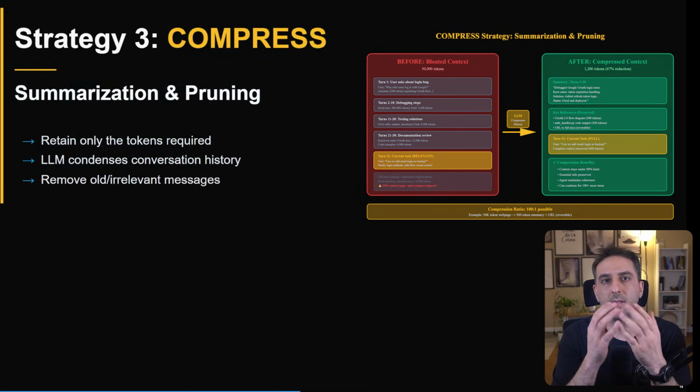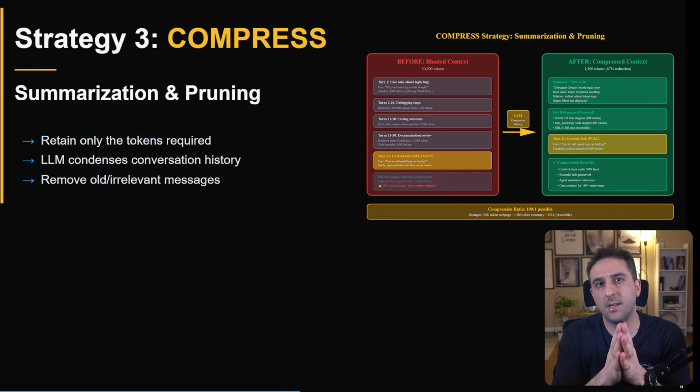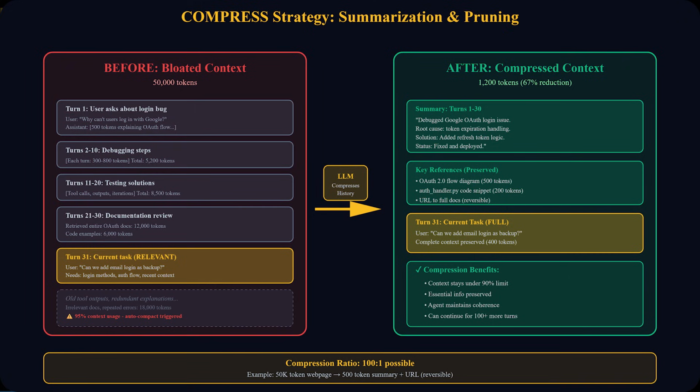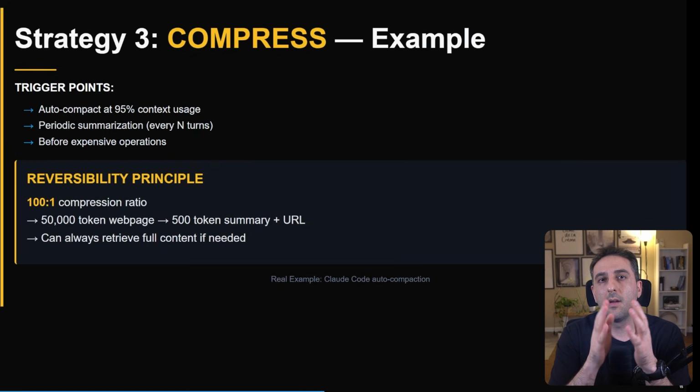Strategy 3 is compress. With that, we retain only the tokens that we actually need. This involves summarization and pruning. And for that, we use an LLM to condense conversation history. That way, we can remove old messages that no longer matter and only keep the essential information. When should our system trigger compression? There are a few common patterns. Auto-compact when we hit 95% of our context window. Periodic summarization every N conversation turns or right before we do an expensive operation.